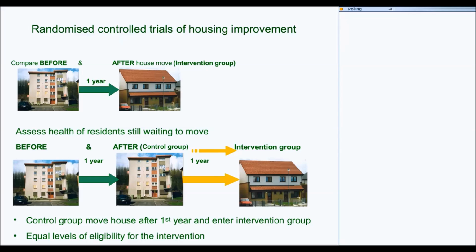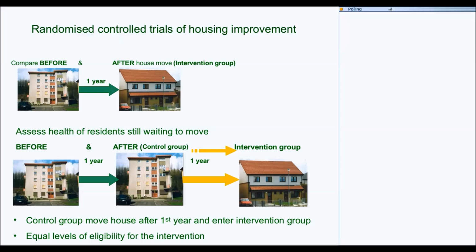Now, you might think this would be absolutely impossible with housing, but it has actually been done. I think we found about 5 randomised controlled trials. And so what happens, as you can see in the top pictures, is that the people who are randomised to receive the housing improvement move from their old house into their new house, and you follow them up.